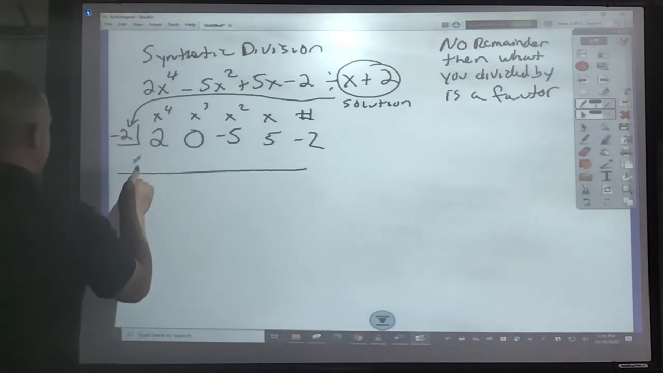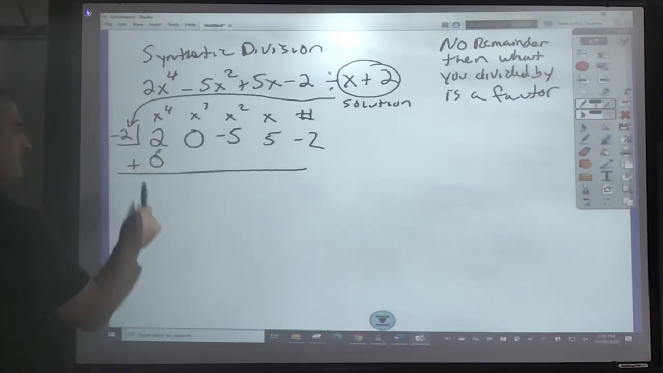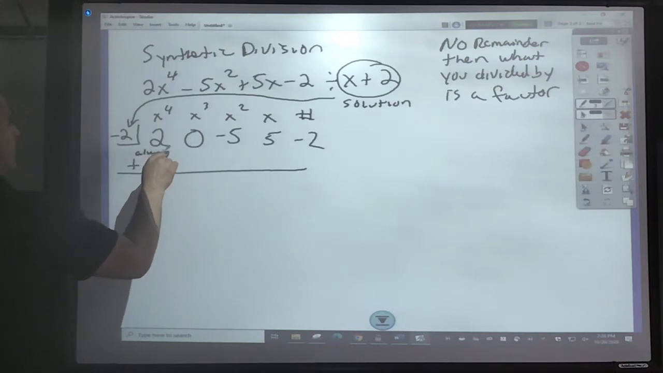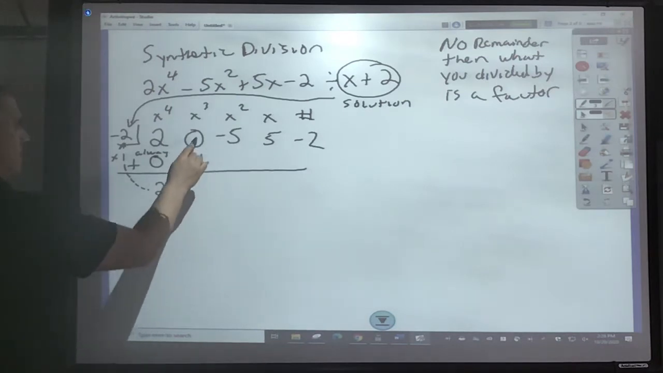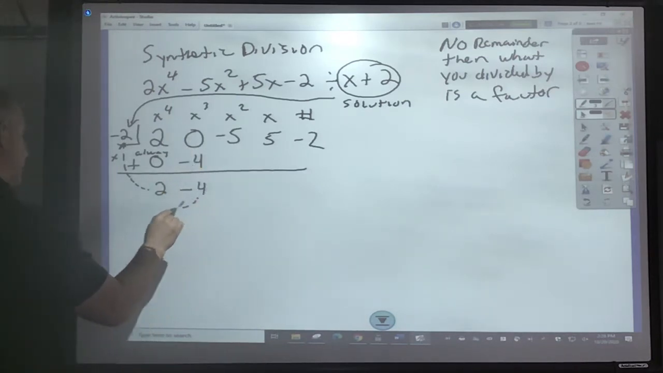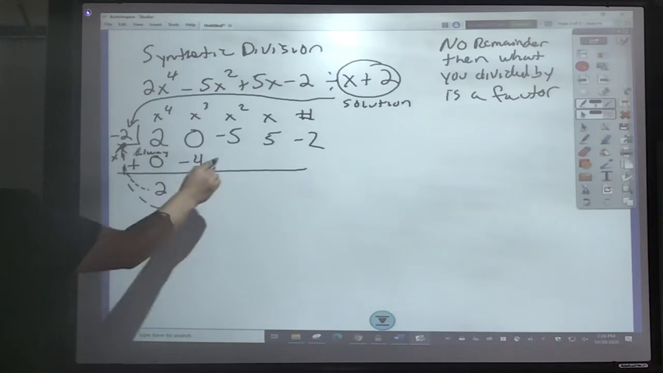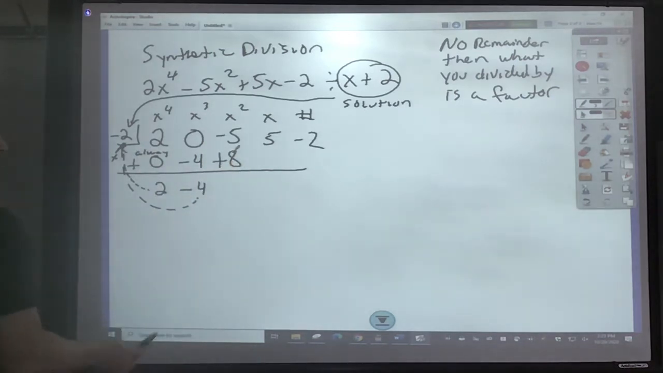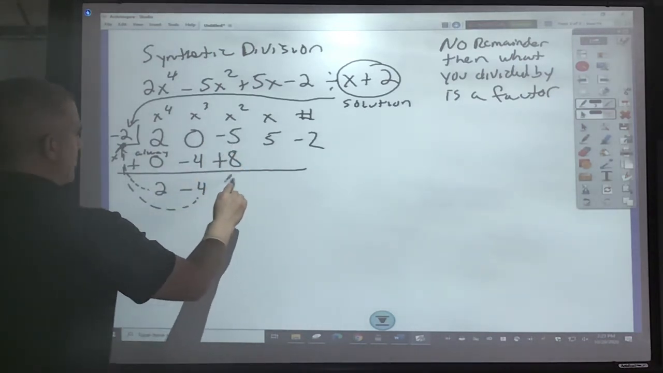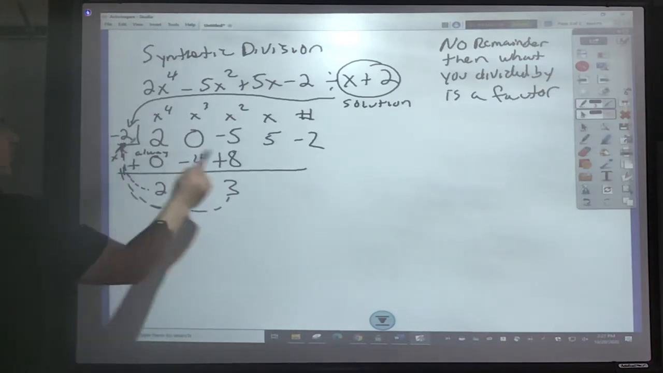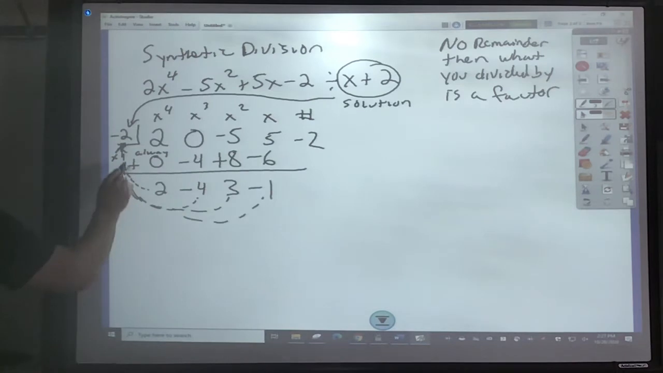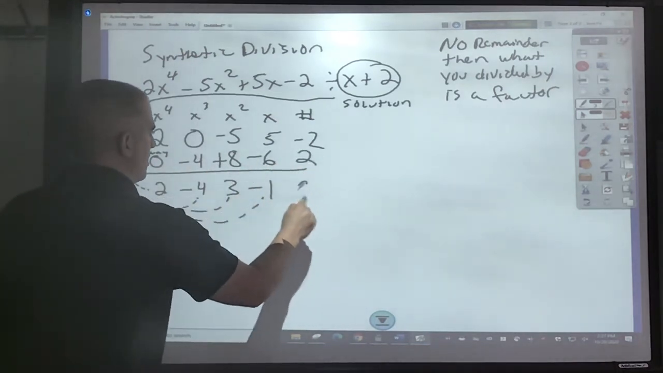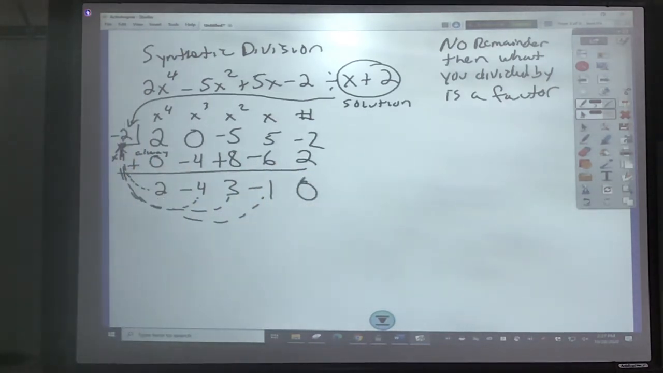So I do plus 0 all the time. Always. 2 plus 0 would be 2. I take this number, multiply it up by here. 2 times -2 would be -4. 0 minus 4 is -4. Take this number, multiply it by -2, I get 8. -5 plus 8 would be 3. I take this number, multiply in there, I get -6. 5 minus 6 would be -1. Take this number, multiply in there, I get 2. Result would be 0.